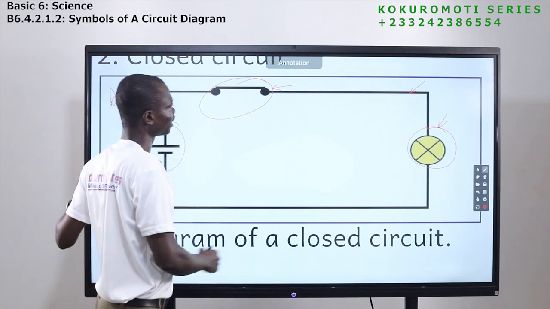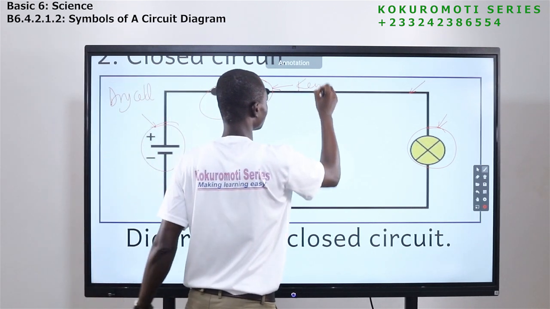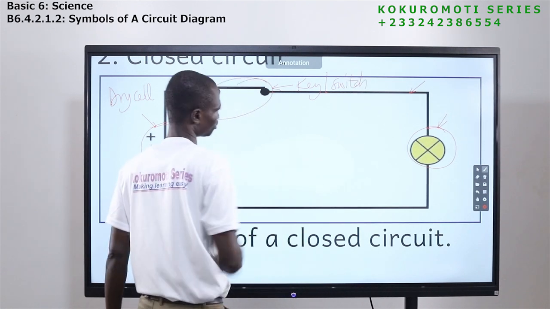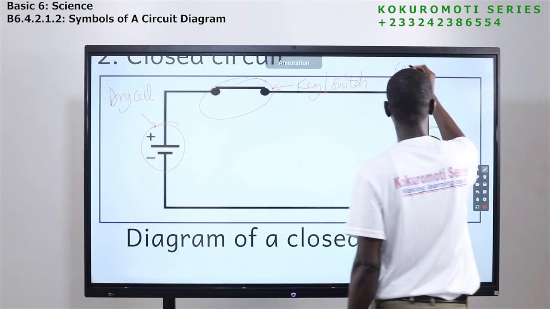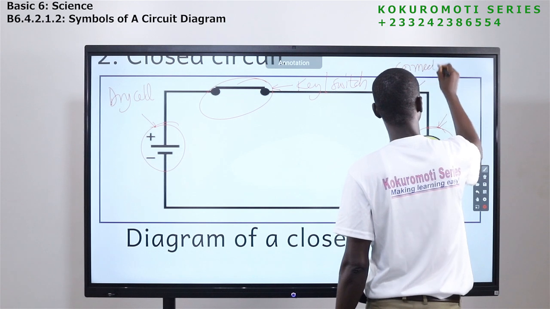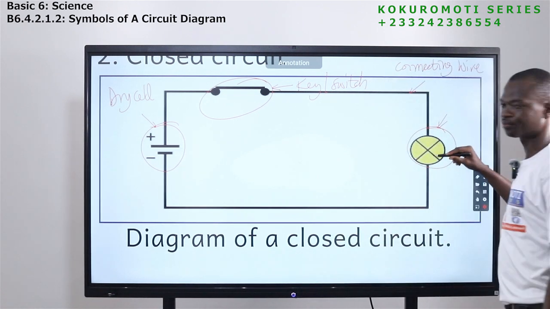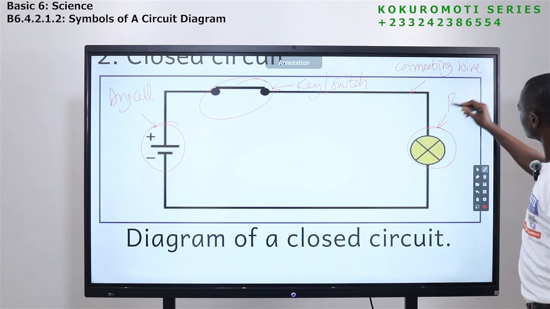Then what we see here is key or what? Switch. This is key or switch. And then we have here a connecting wire. And this is a bulb.